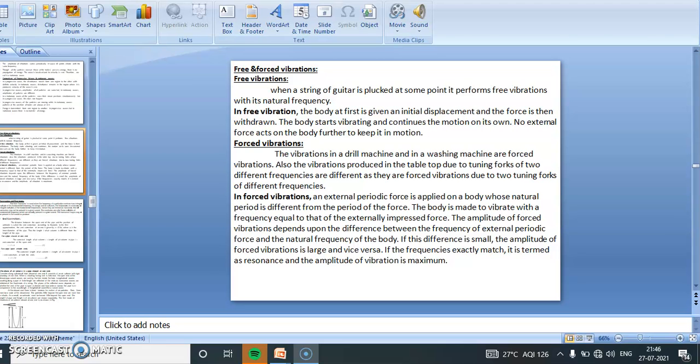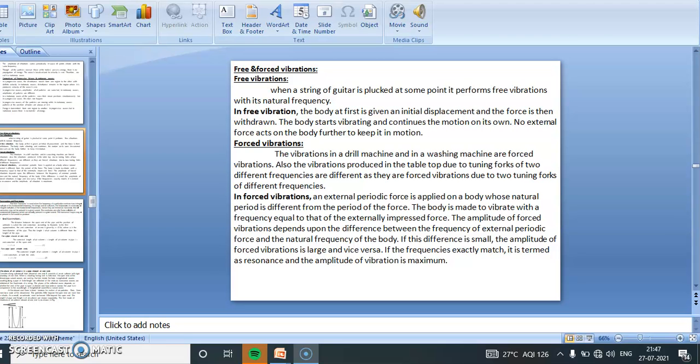In free vibrations, when a string of a guitar is plucked, at some point it performs free vibration with its natural frequency. In free vibrations, the body at first is given an initial displacement and the force is then withdrawn. The body starts vibrating and continues the motion on its own. No external force acts on the body further to keep it in motion.